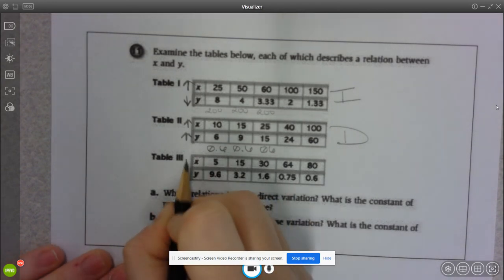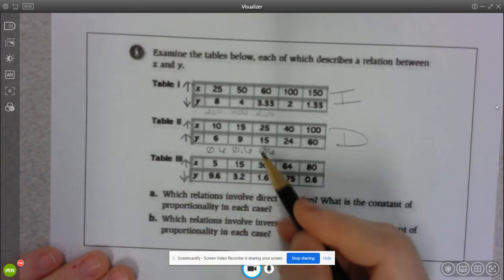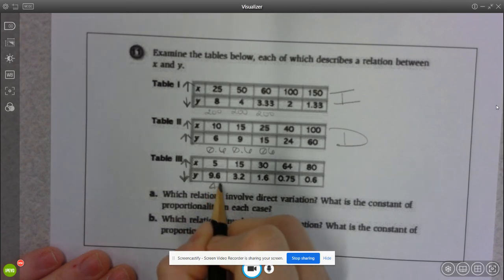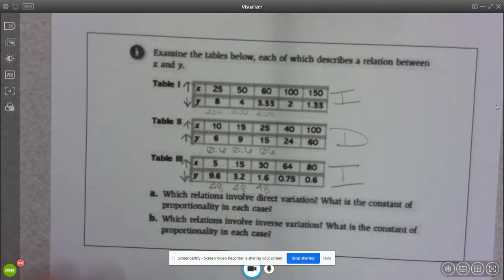Last but not least, these are going up. These are going down. So I'm going to multiply, which all of these happen to be 48. So that would be inverse.